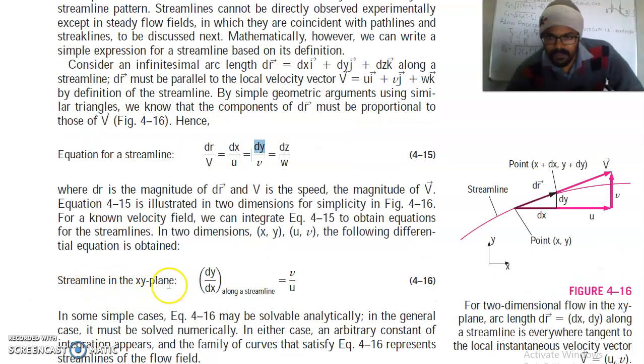Now streamline in the xy plane. Say we take the xy plane. Now what is a streamline? That is, dy/dx along a streamline is equal to v/u. So if you take this dy by this dx, that is v/u in the xy plane. For simplicity, we won't consider the z plane here. We are taking only x and y.